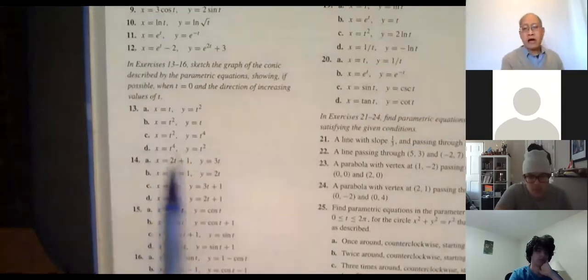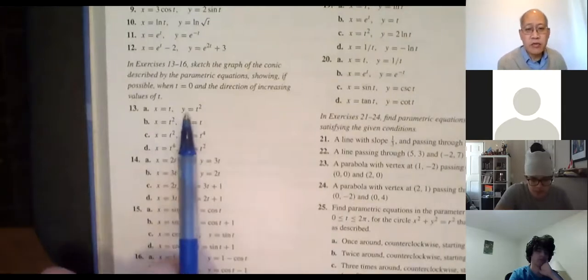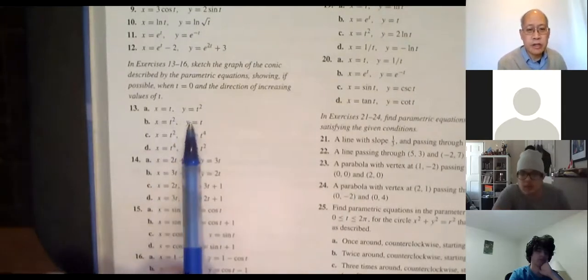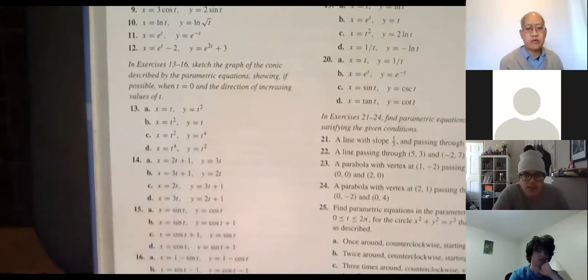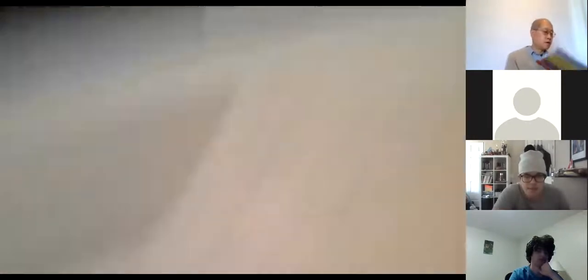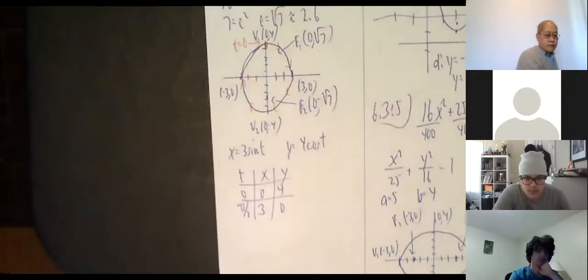Okay, so these are all kind of related. X equals t, y is t squared. X is t squared, y is t. X is t squared, y is t to the fourth. X is t to the fourth, y is t squared. Okay, so they're all kind of related. So let's see how we can tackle these kind of problems.